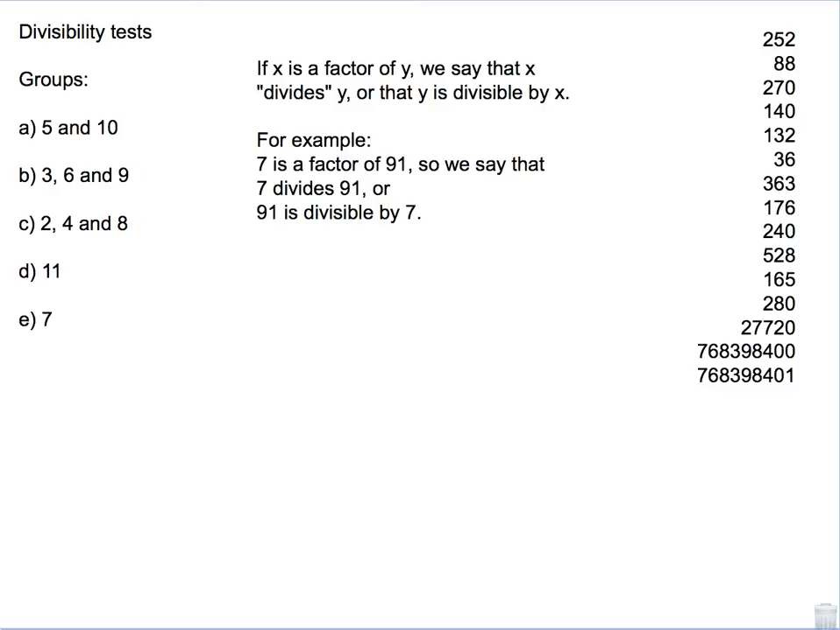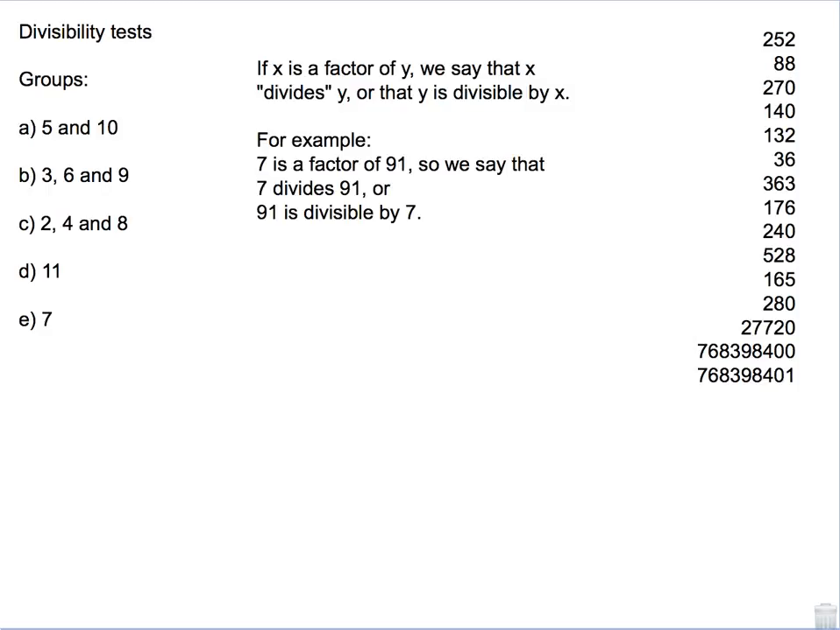Here's a quick review of the divisibility tests for the numbers 2 through 11. First, we say that if x is a factor of y, then x divides y, or that y is divisible by x. They're all different ways of saying the same thing.